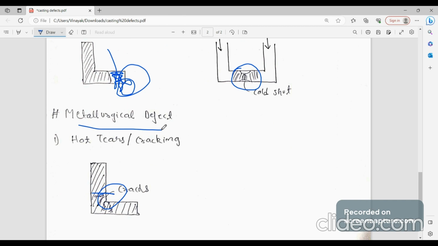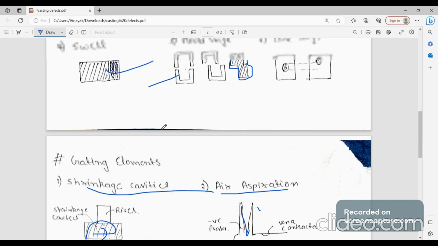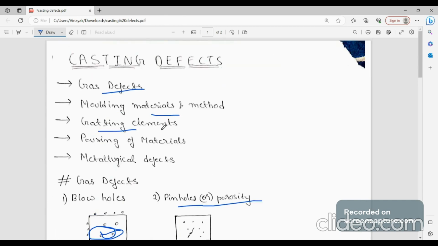So these are some casting defects. In this video we have seen casting defects. In the next video we will be seeing welding defects also.